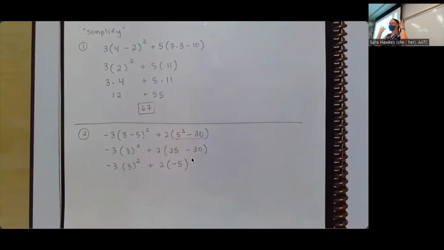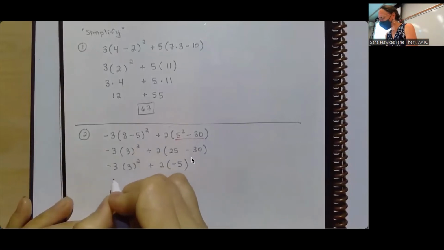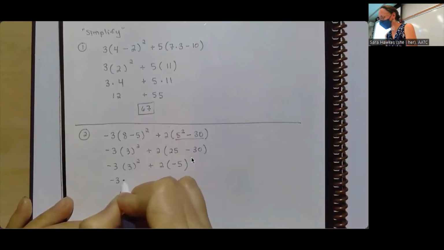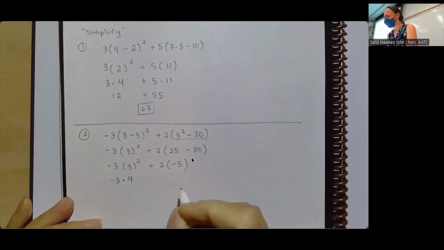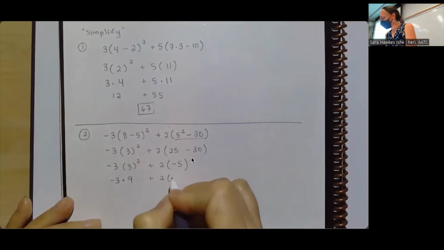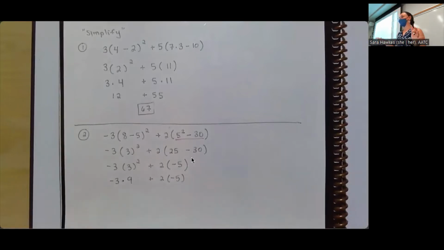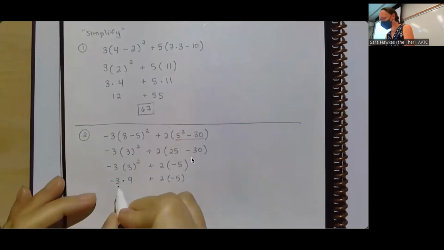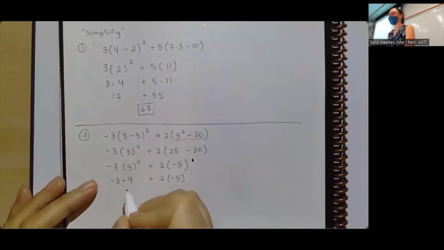Next up, I've simplified my parentheses as much as I can. Time to tackle exponents. 3 squared, I'm looking at 9, so I've got negative 3 times 9. Again, I know I'm writing out more steps than y'all need to. It's okay. Next up, I'm looking for multiplication or division. I didn't put any division in here. Fractions are scary. So I'm just going to do the multiplication piece here. Negative 3 times 9.